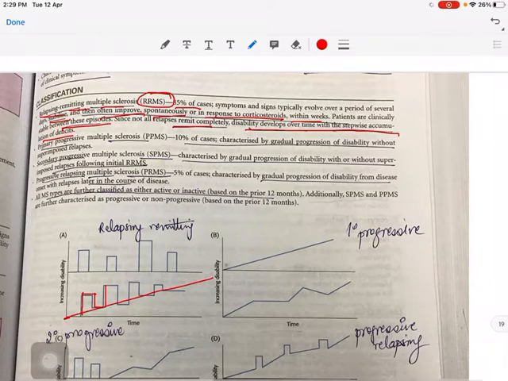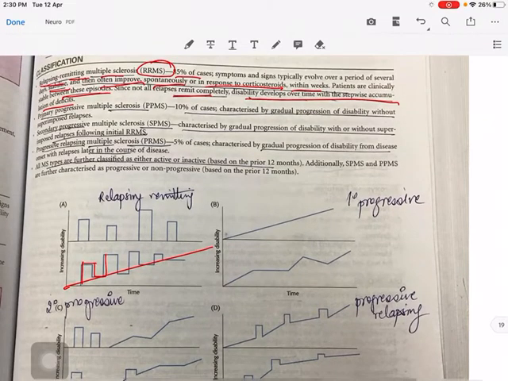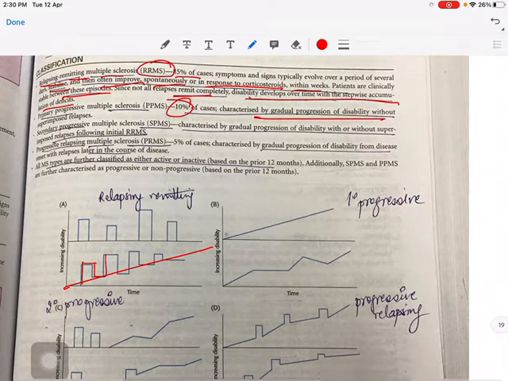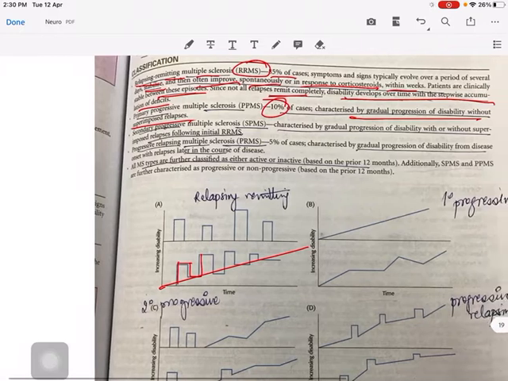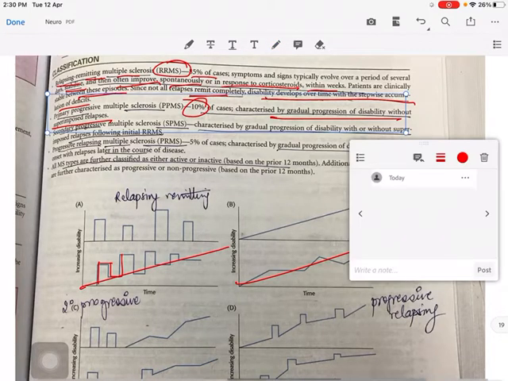Then we have PPMS. What is PPMS? It is seen in 10% of cases where there is gradual progression of disability without any superimposed relapses. So there will be no relapses. You can see it is going upwards and it is not getting stable. It is not going downwards in any way. It is never going downwards. So that is primary progressive multiple sclerosis.